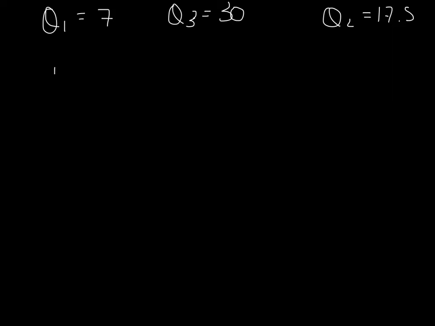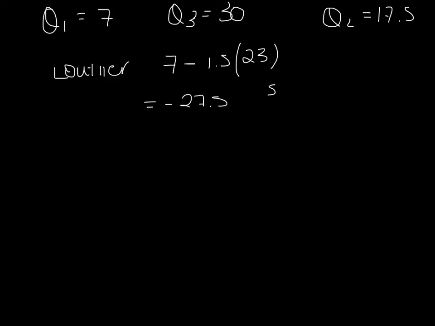So our lower outliers are 7 minus 1.5 lots of the interquartile range, which would be 23. So popping that in your calculator, it's going to be a negative number, so we know we're not going to have any outliers, but we may as well do it. And you certainly need to in your exam. So 7 minus 34.5 is minus 27.5. So no lower outliers. You actually need to be quite clear about that in your exam as well.